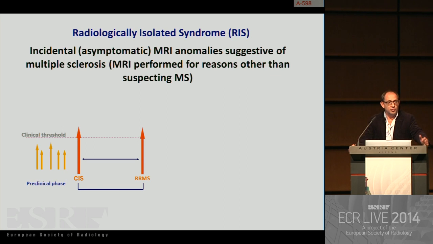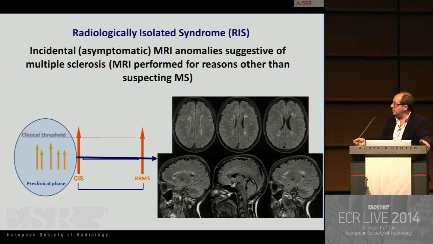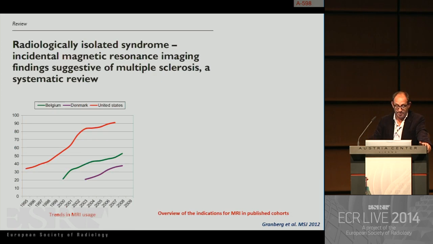But what if, for different reasons, we scan a subject in this preclinical phase, where we know that some of them develop subclinical demyelinating events? This may happen in patients, for example, with headache or other things, and we can detect these lesions that look like MS. So the definition of a radiologically isolated syndrome is those incidental, meaning asymptomatic, MR anomalies suggestive of MS that are detected on a brain MRI performed for reasons not related to a demyelinating event.